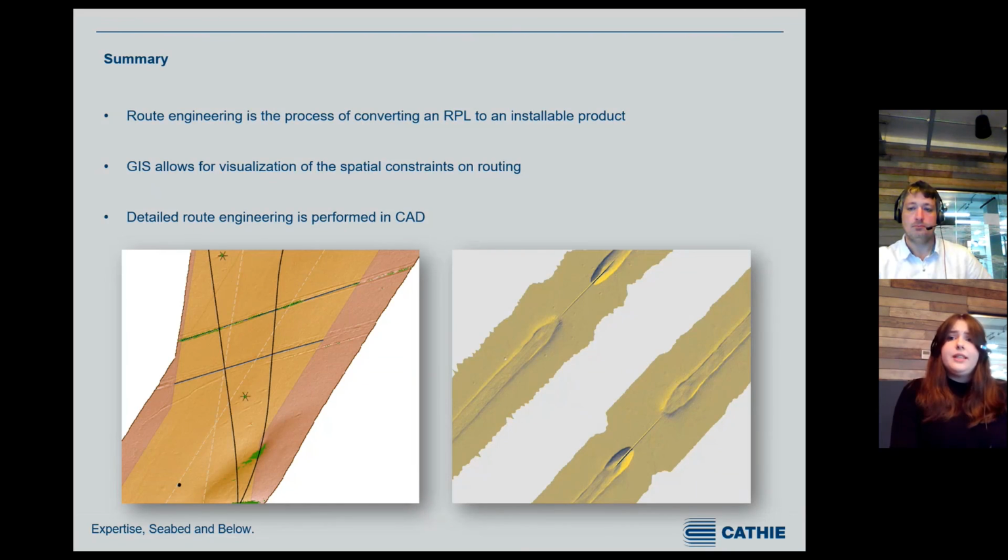The spatial constraints are analysed in desktop GIS and can be rolled out to the client in a WebGIS environment to allow them access to the routing process. The route is designed in CAD and brought back into GIS thanks to the seamless relationship between the two softwares.